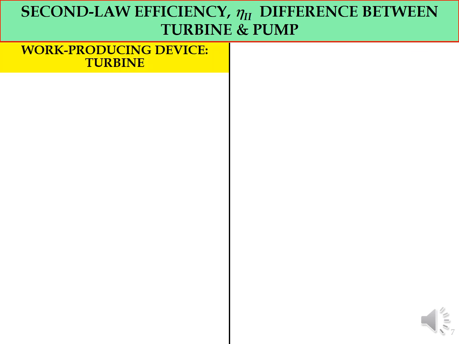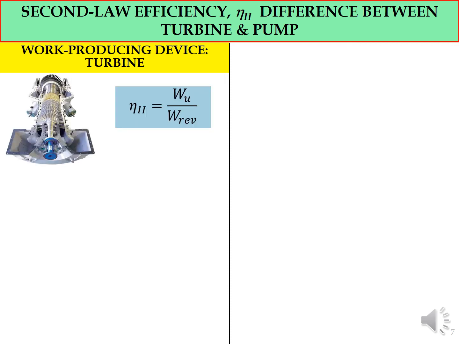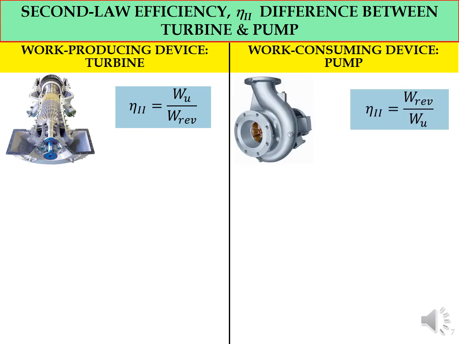Let's look first at the work producing device, which is the turbine. This is the same equation as I showed in the previous slide. The second law efficiency is equal to useful work divided by reversible work. And for the work consuming device, which is the pump, the second law efficiency is equal to reversible work divided by the useful work. How do we get this? Because as you can see, it's almost opposite.